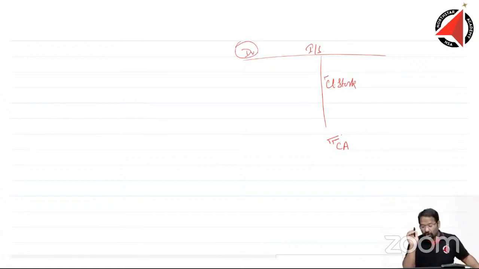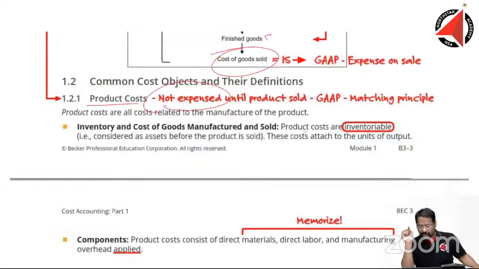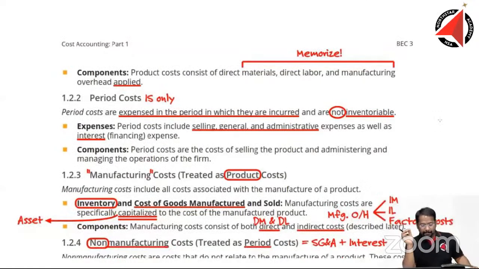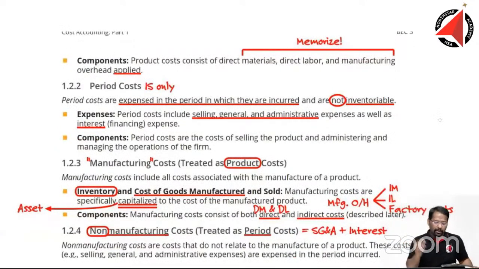So it will be shown as closing stock. What is closing stock? Closing stock is our current assets. So remember, a product cost is not expensed until it is sold, because of the matching principle. What is the matching principle? I will talk about it a little later. What are the components of product cost? We have direct material, direct labor, and manufacturing overhead applied.